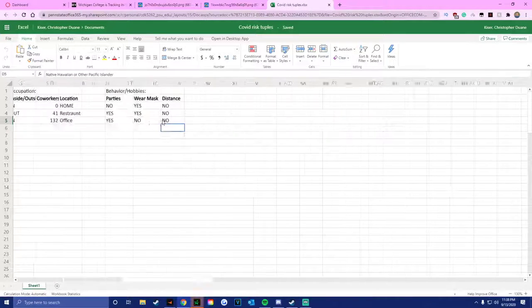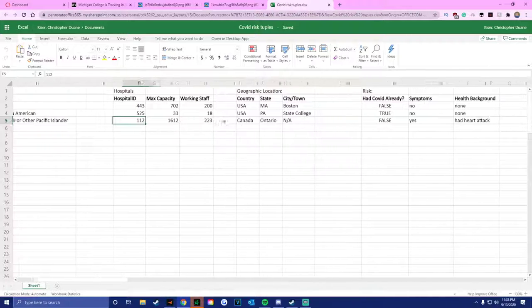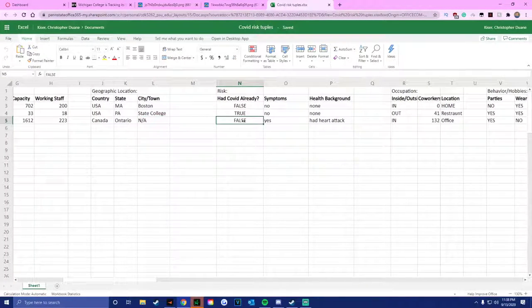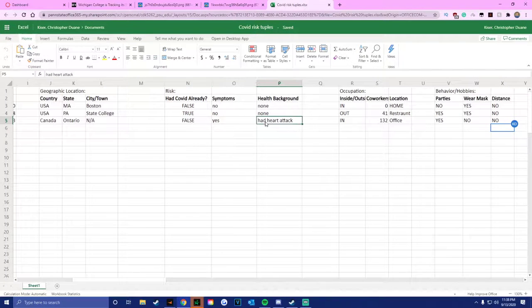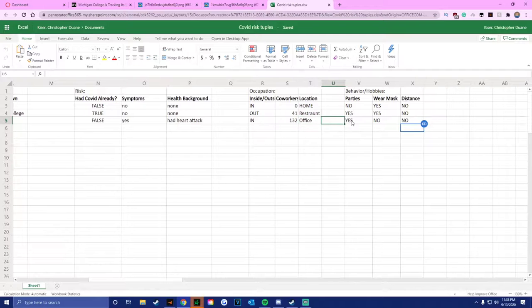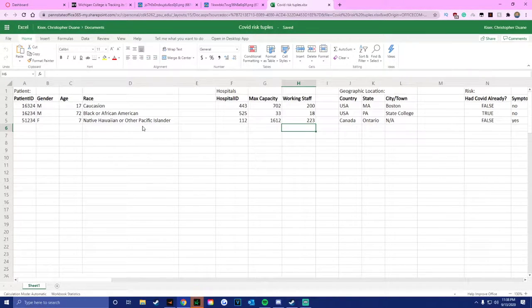Or this one. The odds are kind of stacked against this person just because they're in such a big place. They haven't had COVID, they have symptoms, they've had a heart attack, they work inside in an office with 132 coworkers, they party, they don't wear a mask, and they don't distance. So obviously that's something, and I didn't even look at the age. That's not going to happen. But anyway, it's all an example, so it makes sense.